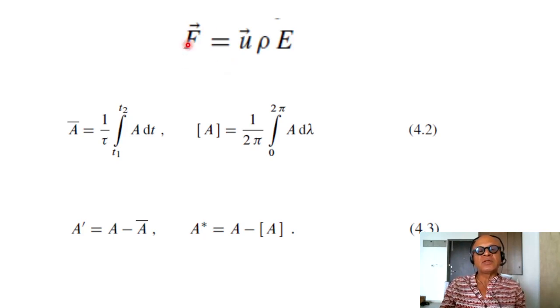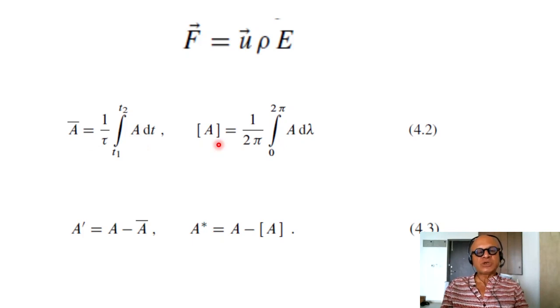Okay, so zonally averaged meridional energy transport is vector U, which is obviously just V, times density of the medium, could be ocean or atmosphere, and mass specific energy, which is energy per unit mass. So we define the average of any quantity, let's say energy, could be potential, latent, kinetic, whatever, averaged over some time, 1 over tau, integral from T1 to T2, A times dT, which is a very simple averaging technique.